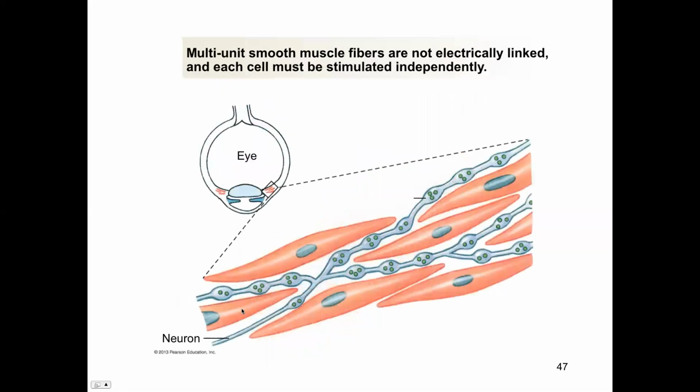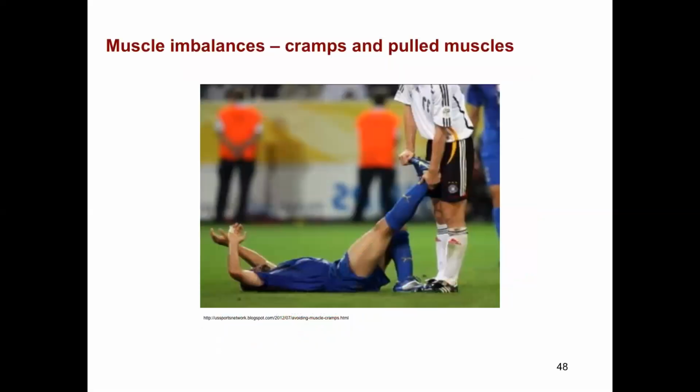Then we have multi-unit, where we really need to have certain muscle cells contract and not others. These ones are not going to be electrically linked. So this would be like controlling your eye movements, where these smooth muscle fibers will contract on their own. So a little bit different on how this is working.